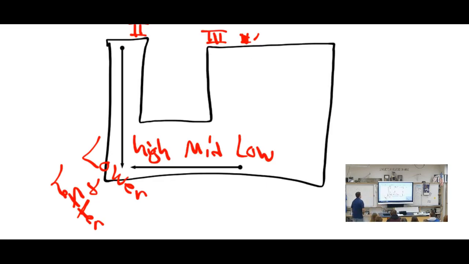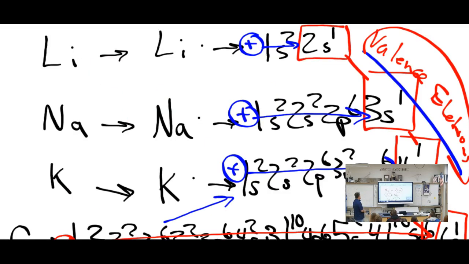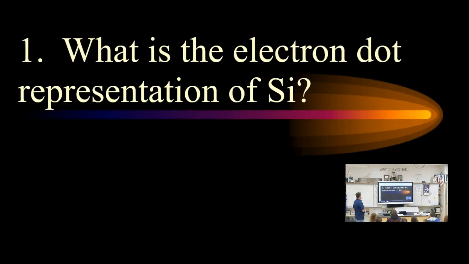Here we go. We've done that, we've done that, we've done that. All right, so what is the electron dot representation of Si? This is just the 3 things at the bottom. If you feel like we have beat this horse to death, I feel the same way. So put Si and then put how many dots around it?